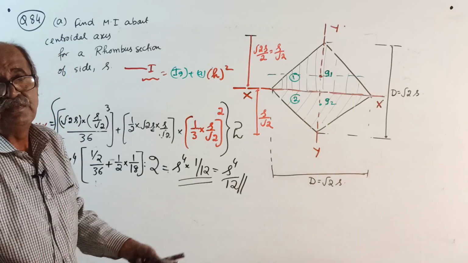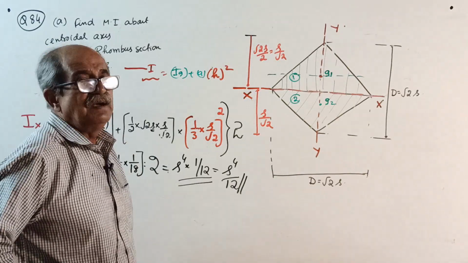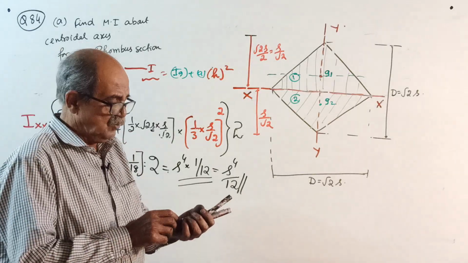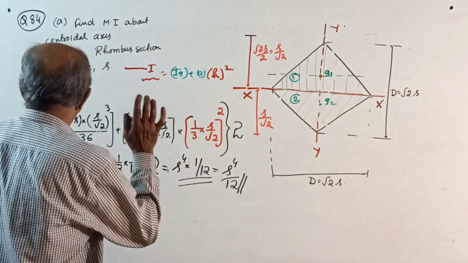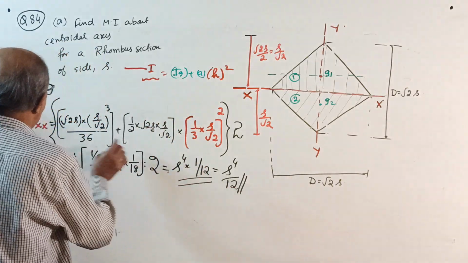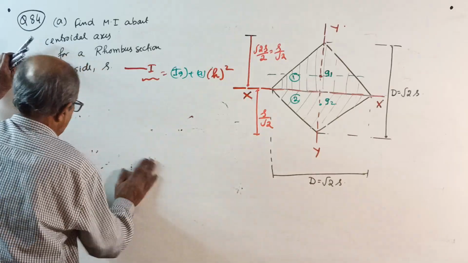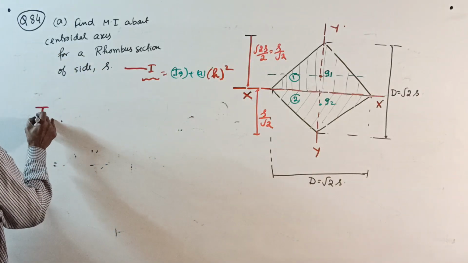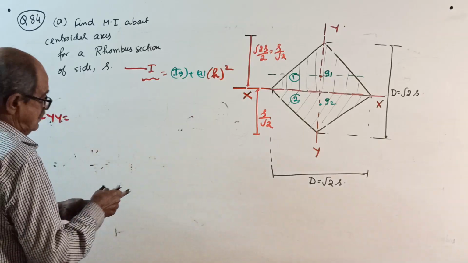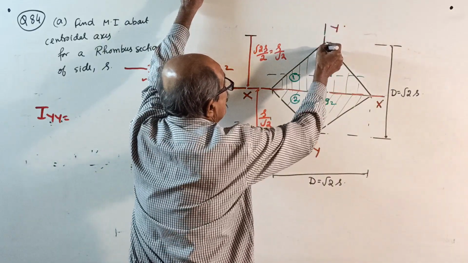That is I about the xx axis. Actually, I about yy you need not calculate because it is same as Ixx. But here it does not look the same. Okay, s power 4 by 12 you got. Now go for Iyy. First, about its own centroidal axis.